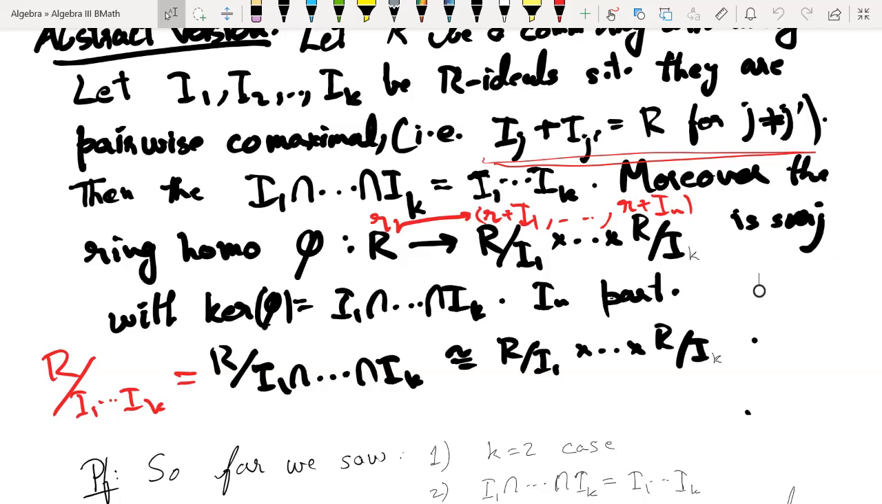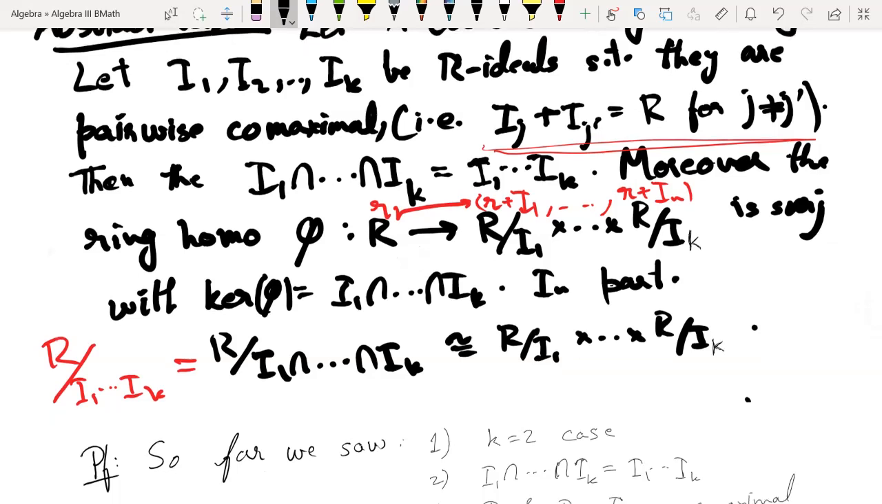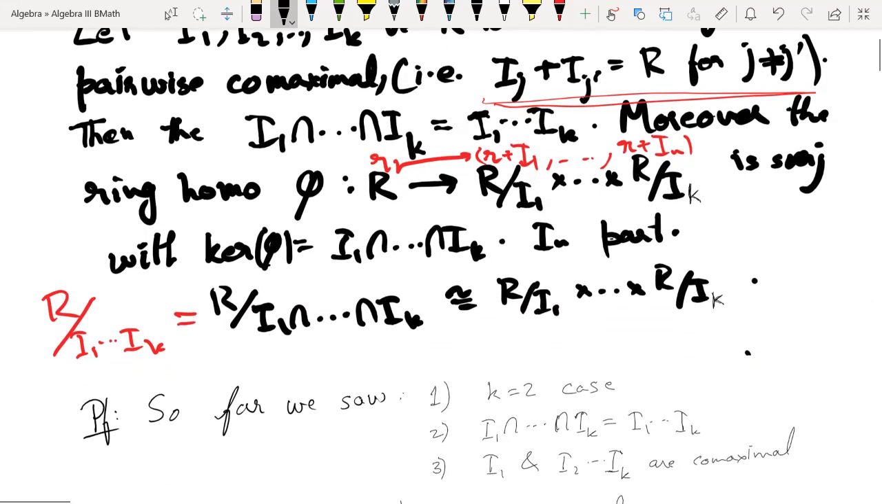and this ring is isomorphic to R mod I1 cross R mod I2 up to R mod IK. I think yesterday when we were doing it, I had put N here, so that I fixed as K. This should be K. Since I copied it from there, it has come out bold, but okay.